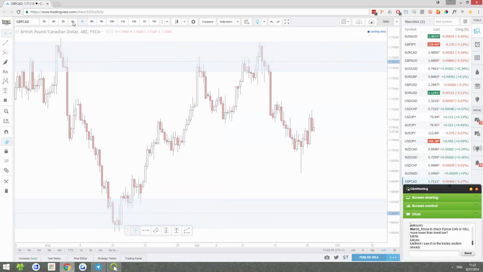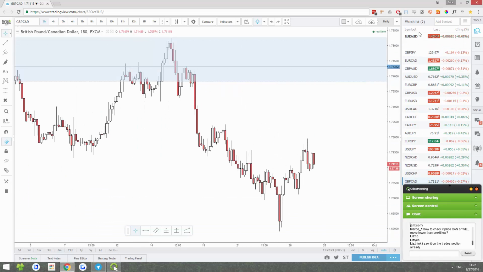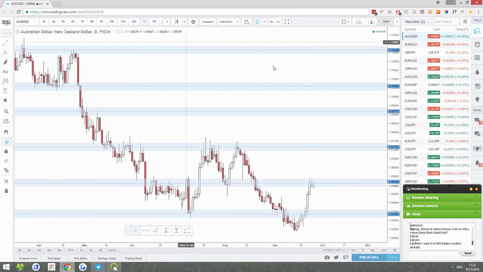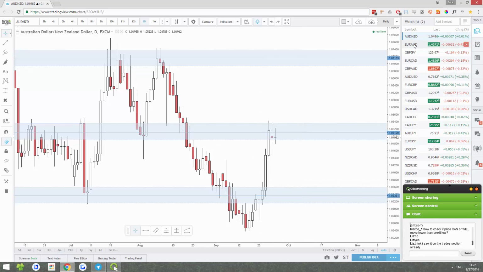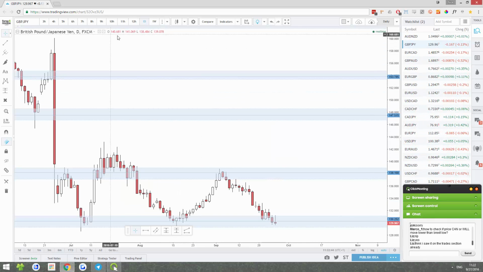All right, so let's summarize. We've got AUD New Zealand, which is looking quite good. I'm going to quickly finish this analysis so I can do some risk assessment on this one and decide if I want to enter. Euro AUD. No, why do I still have Euro AUD up there? Never mind, I don't want Euro AUD.